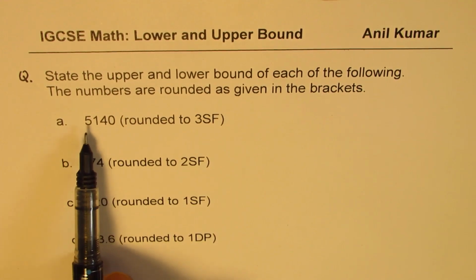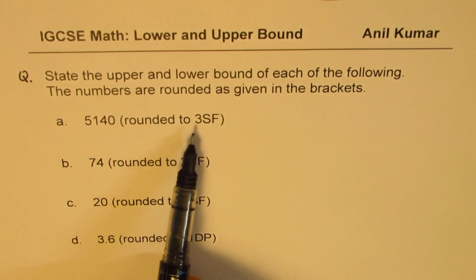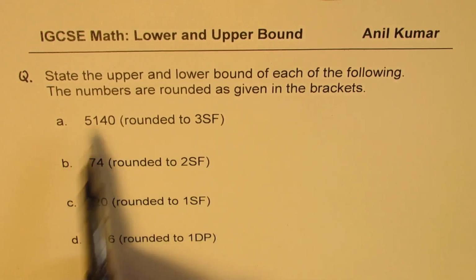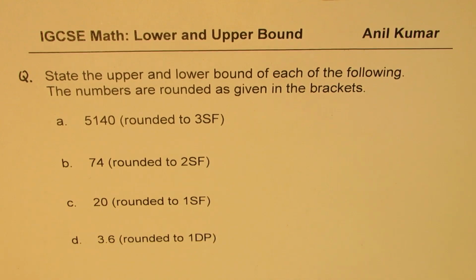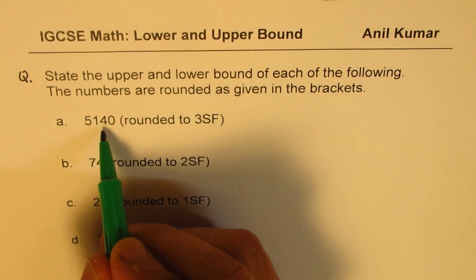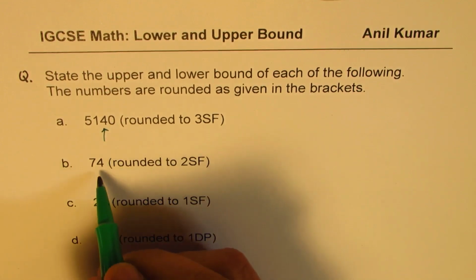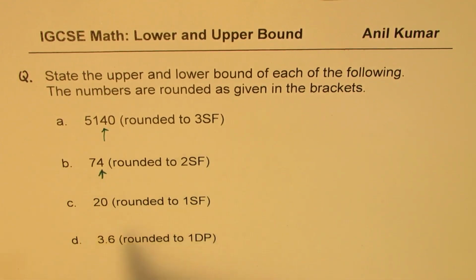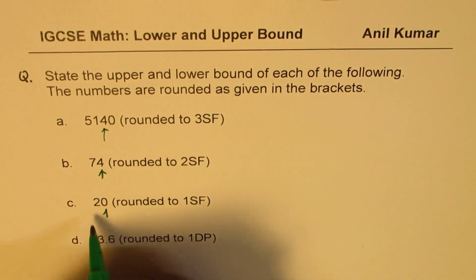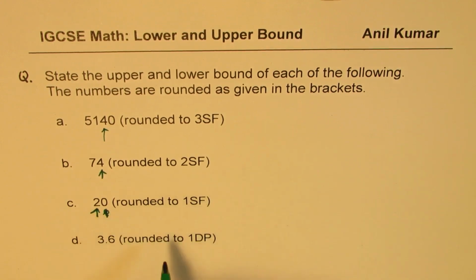So the first number is 5140 rounded to 3 significant places, right? That is 4. So you check from the left side. So that is your third significant place. Rounded to 2 significant places is 74, and rounded to 1 significant place is 20. So that means 2, right? And this number is rounded to 1 decimal place, that is 0.6. You need to now write down the upper and lower bounds for these.